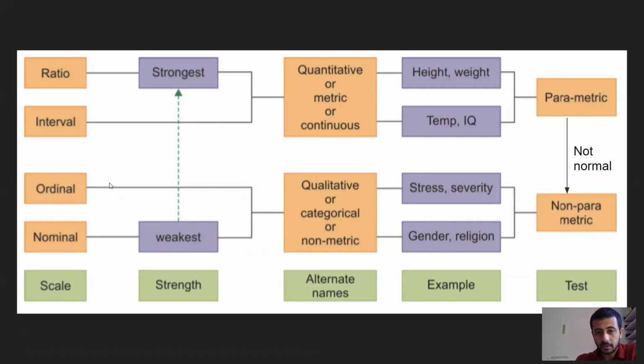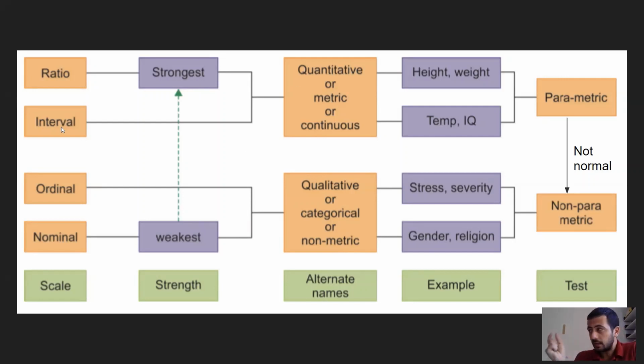Then we have the ordinal, okay? For ordinal, we also have categories, but the categories are defined in an ordinal pattern, okay? So the highest one is higher than the lowest one in that measurement. Then we have the interval.